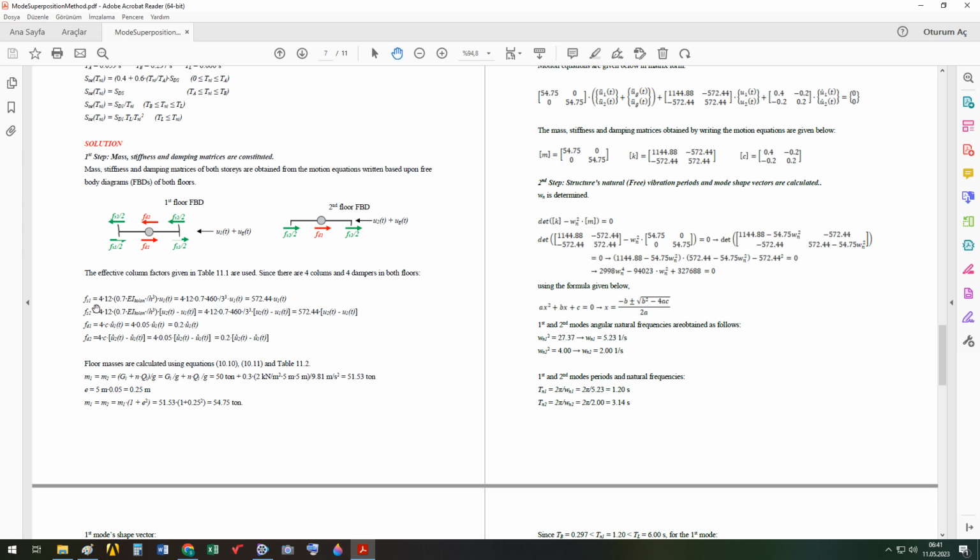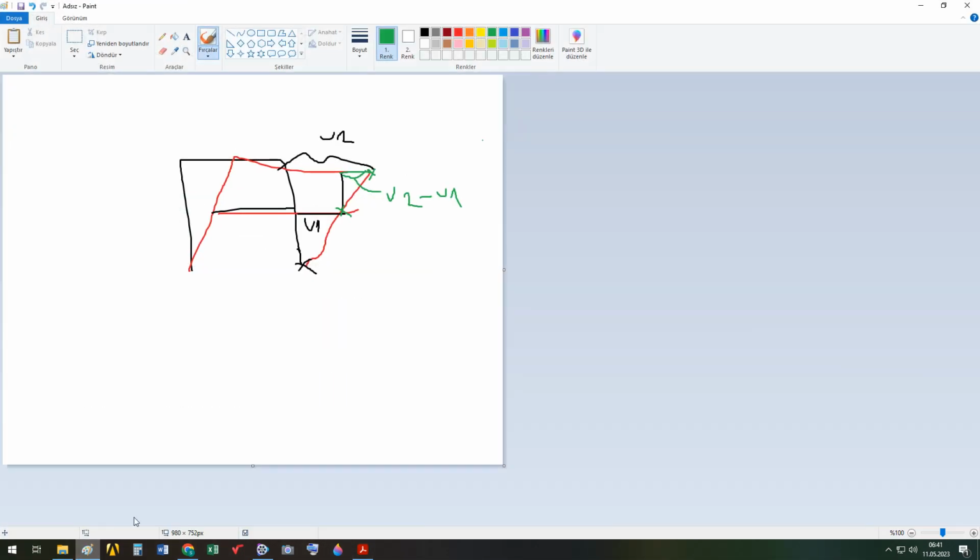So Fs1 is the sum of internal forces developed in 4 columns. Fs2 is the sum of internal forces developed in 4 columns, which are in the second story. But the difference between the column top and bottom points is so much because of this explanation.